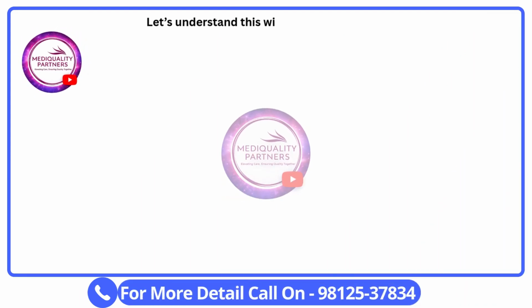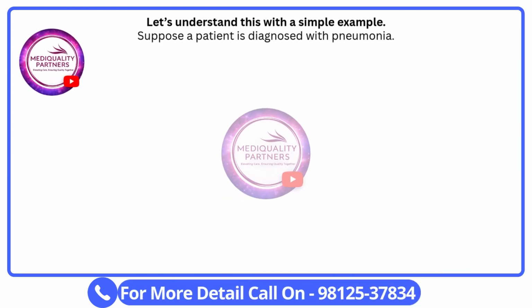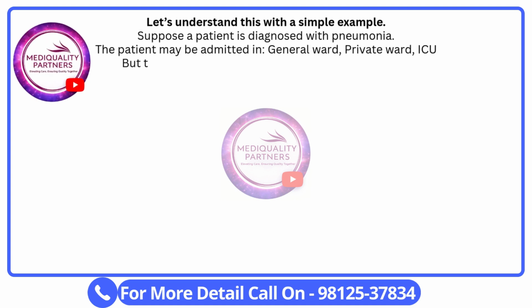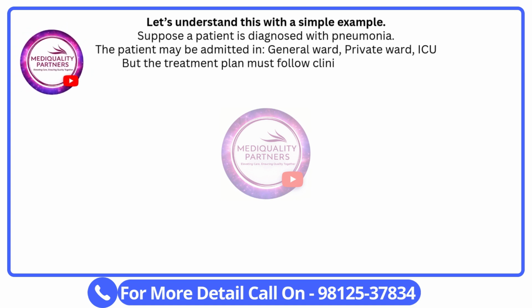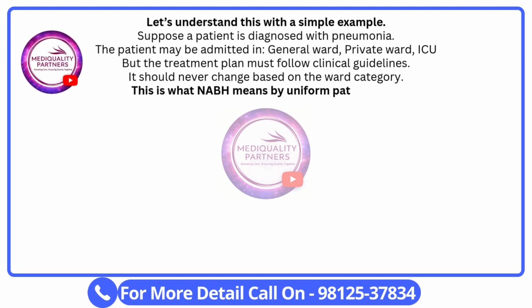Let's understand this with a simple example. Suppose a patient is diagnosed with pneumonia. The patient may be admitted in general ward, private ward, ICU, but the treatment plan must follow clinical guidelines. It should never change based on the ward category. This is what NABH means by uniform patient care.